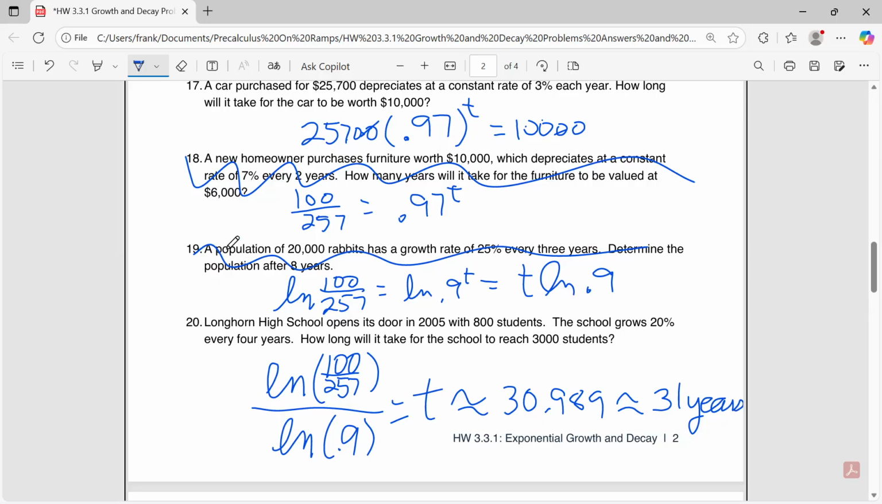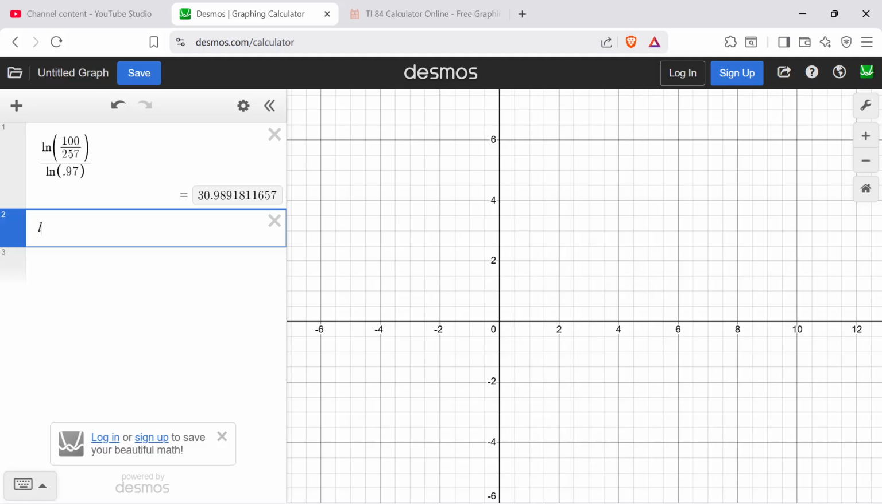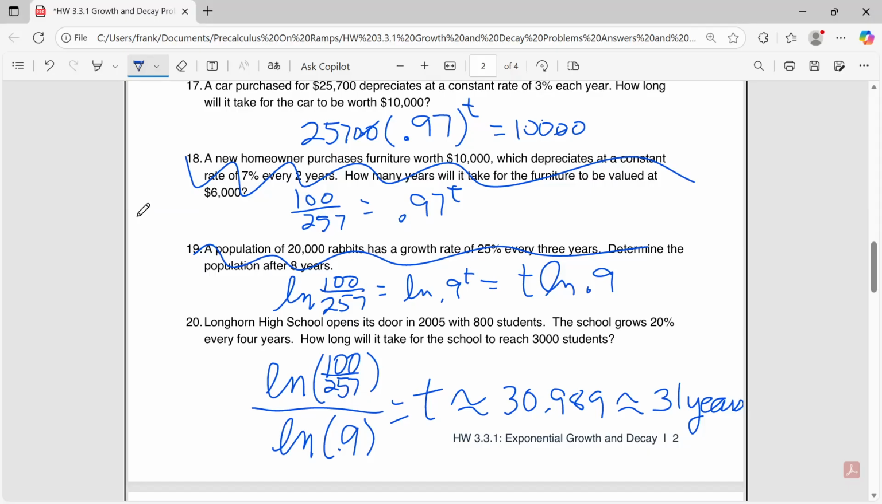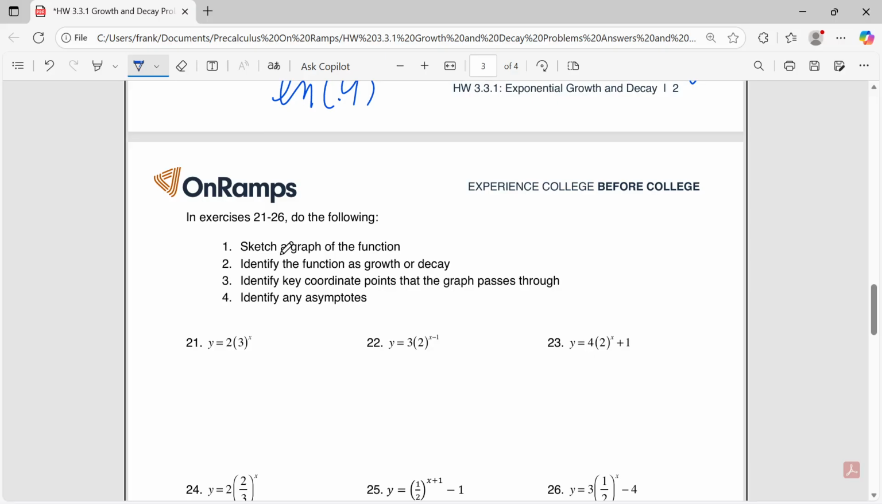And I think the answer that is given in the homework is log base 10 of 100 divided by 257 divided by log base 10 of 97 over 100. Let's see. Oh, not 25, 257. And then it's 97 over 100, which is the same thing, 30.989 or 31 years approximately. So there's that one.